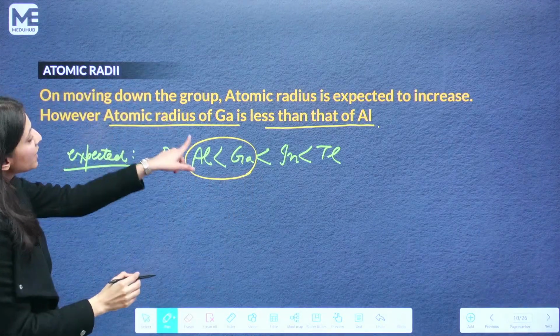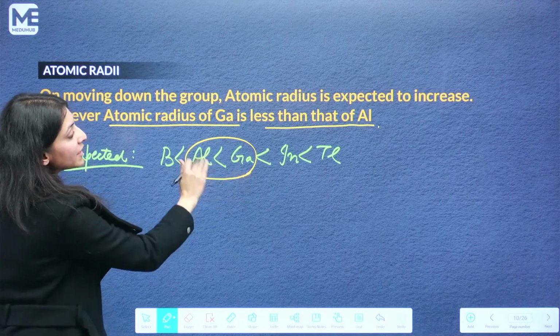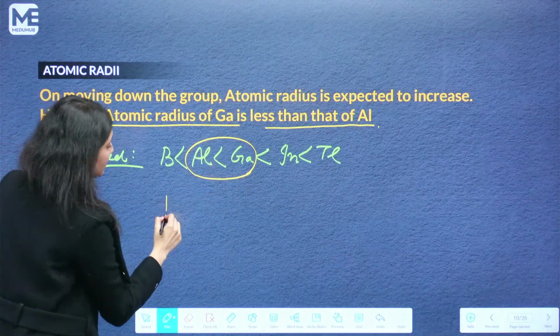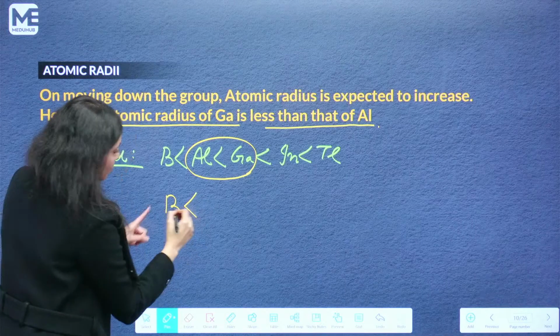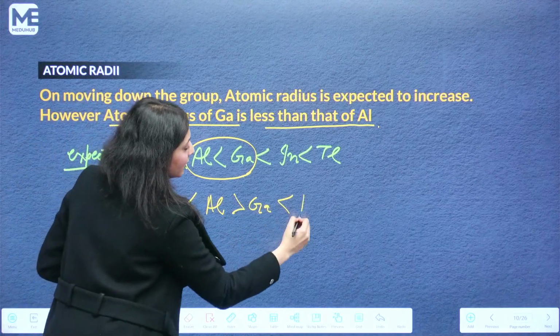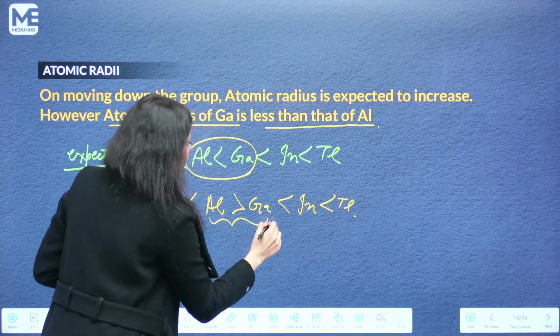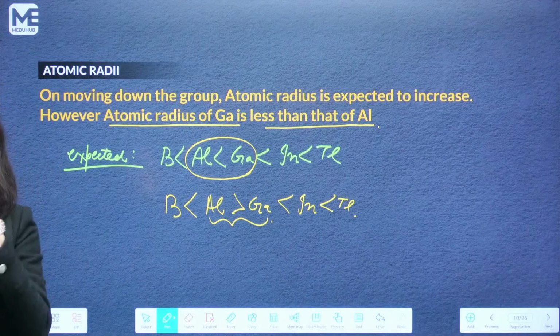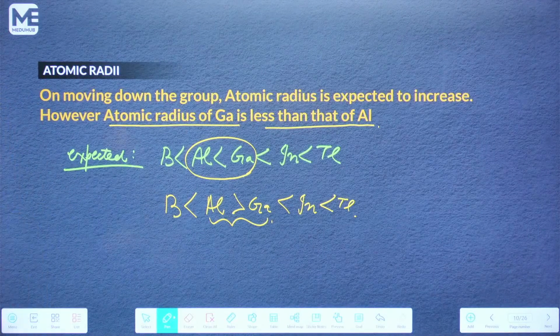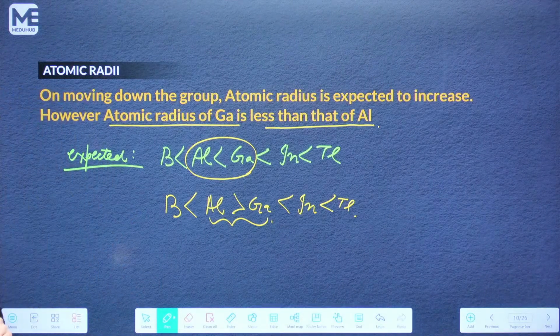The atomic radius of aluminium is not less than gallium, it is more than that of gallium. So here the trend becomes gallium, indium and thallium. Why is it so? Why is it that gallium is smaller in size than aluminium? This again can be explained on the basis of electronic configuration.